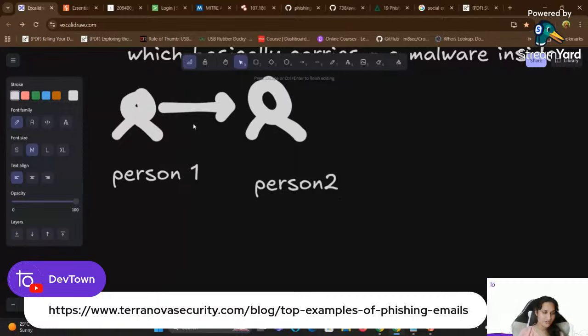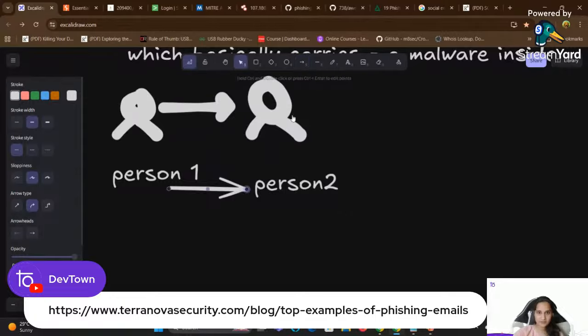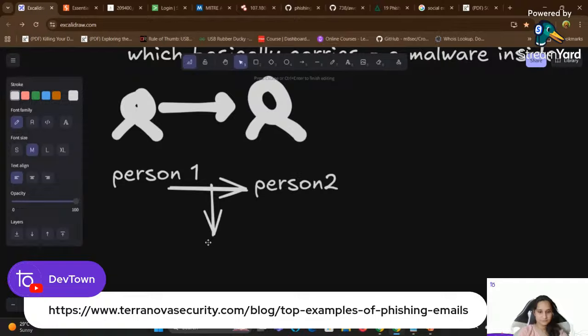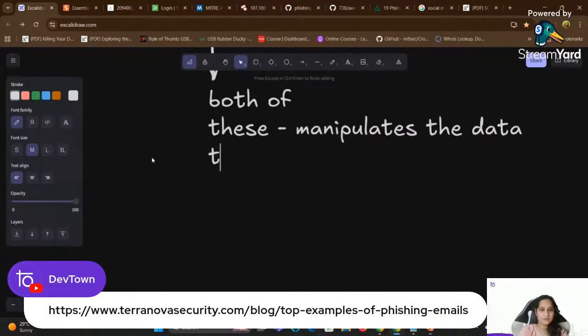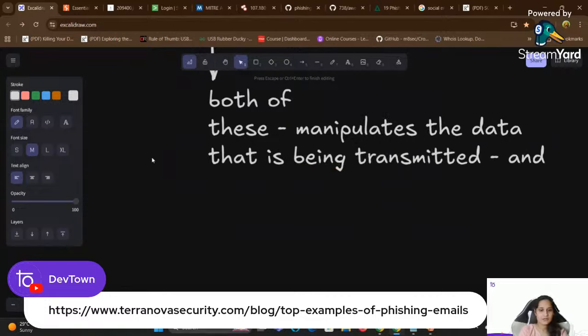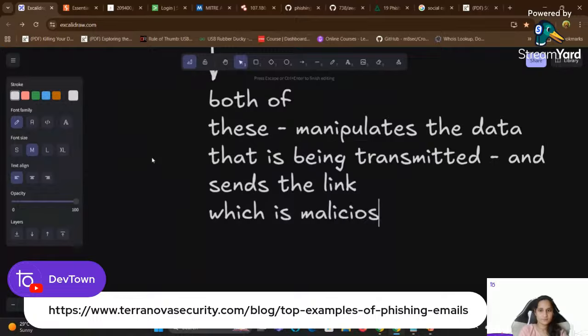Not fully, but I'm just giving you an example of how people scam you in things like this. Let's say the person sitting in between person one and two manipulates the data that is being transmitted and sends a link which is malicious. So that's how a man in the middle attack also leads you to a scam sometimes in social engineering attacks. This is also one of the major examples of getting into the trap of social engineering.